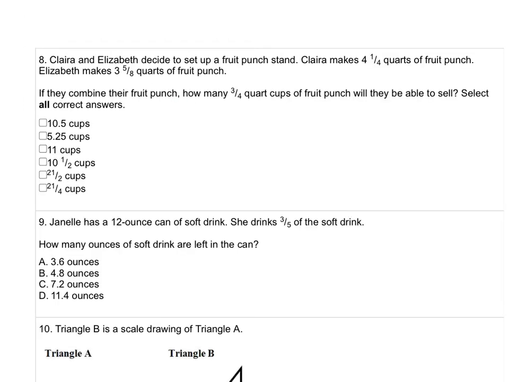Number 8, Clara and Elizabeth decide to set up a fruit punch stand. Clara makes 4 1/4 quarts of fruit punch. Elizabeth makes 3 5/8 quarts of fruit punch. If they combine their fruit punch, how many 3/4 cups of fruit punch will they be able to sell? Select all correct answers. So let's add these 2 fruit punches together. 4 1/4 plus 3 5/8. And then we're going to divide it by 3/4 to see how many times 3/4 will go into that amount.